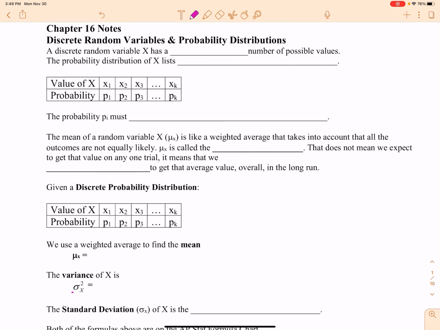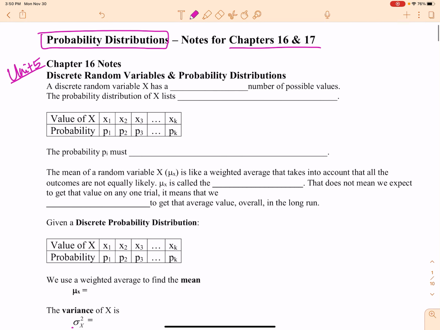We have arrived, AP Statistics, in Unit 5. Yay for us! Okay, what is Unit 5? Well, Unit 5 consists of Chapter 16 and Chapter 17. So in Chapter 16, which is what we will be discussing in this video, we're going to talk about discrete random variables and their distributions.